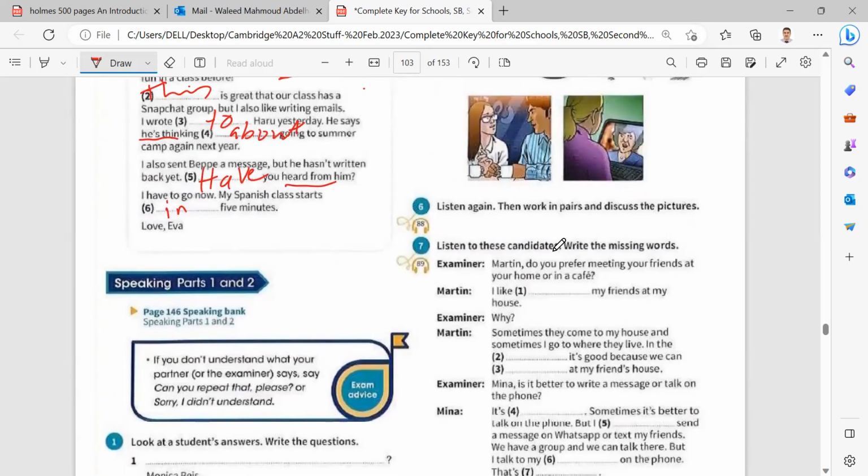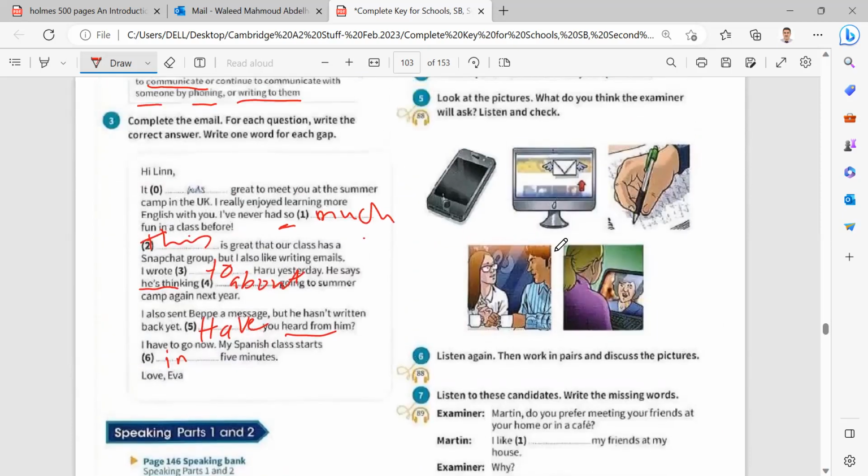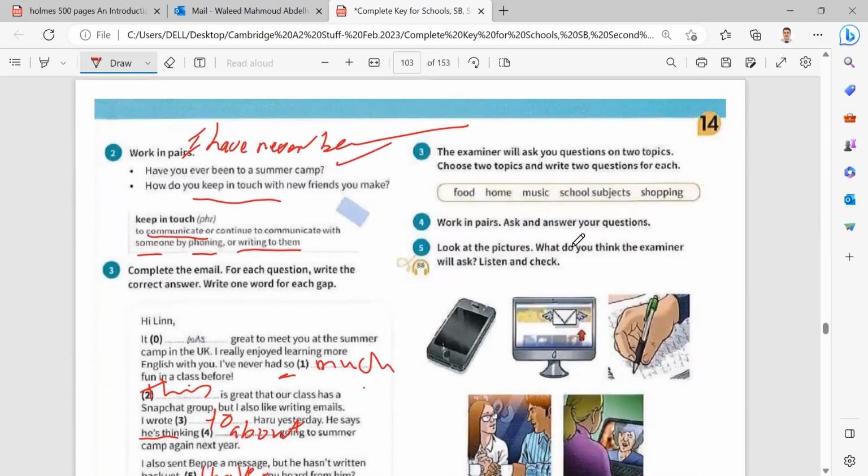Okay, Sarah, the same, right? Yes. Now, look at the pictures here. The examiner will ask you questions about 2 topics. In your exam, I'll ask you about 2 topics. The topics in the box, as you see, may be food, home, music, school subjects, shopping. And write 2 questions.